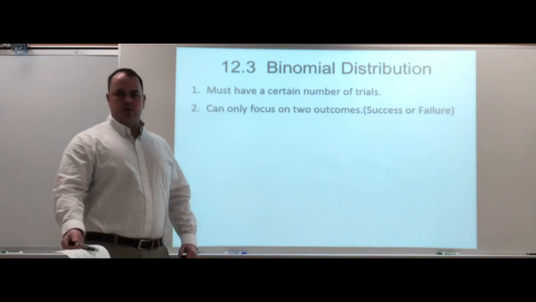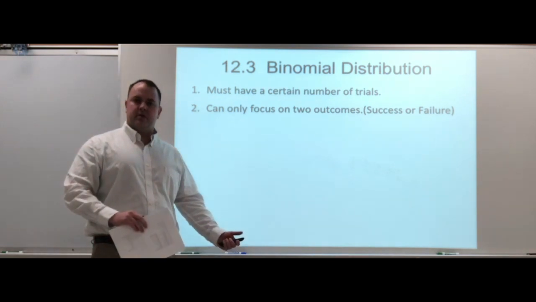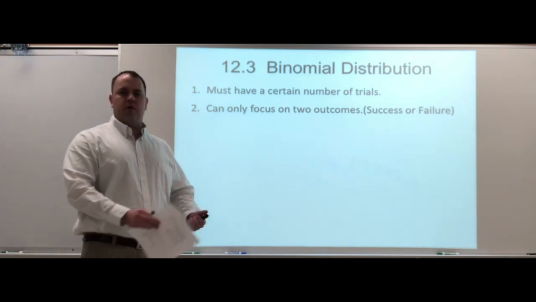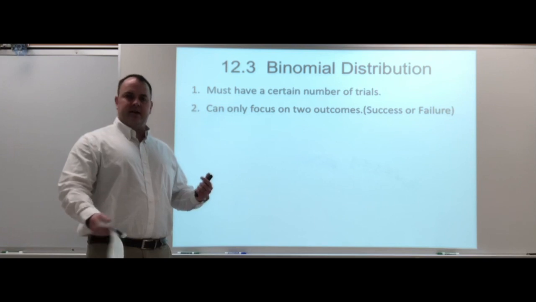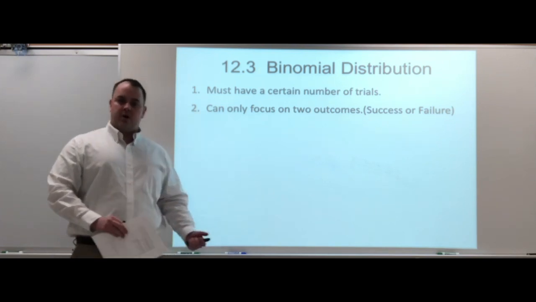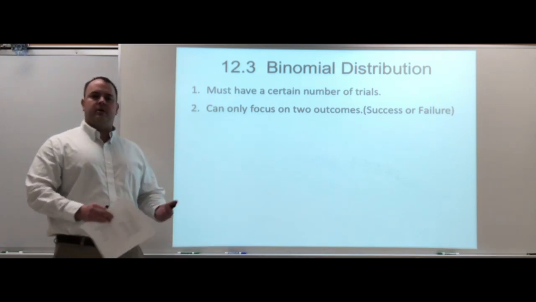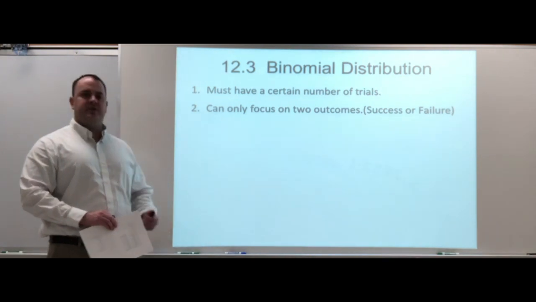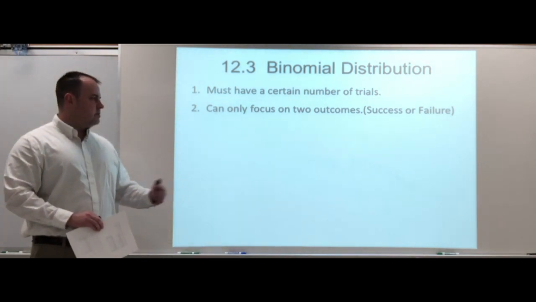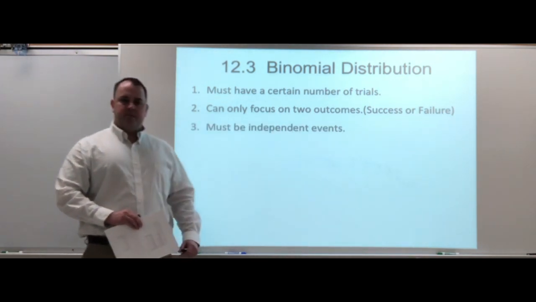You can only have 2 outcomes. So you either liked the toothpaste or you did not like the toothpaste. Okay? There was no middle ground. You weren't rating it 1 to 5. You either liked it or you did not like it. True, false, yes, no. All these situations can only have 2 outcomes. And it must be independent events.